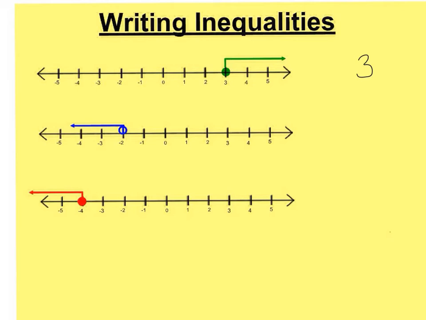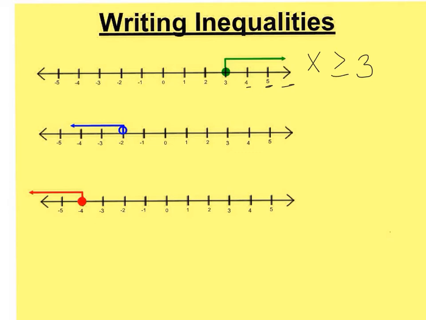Does the arrow point at numbers greater than 3 or less than 3? Greater than 3, right? 4 is greater than 3, 5 is greater than 3, 6 is greater than 3. So x is going to be something greater than or exactly equal to 3.